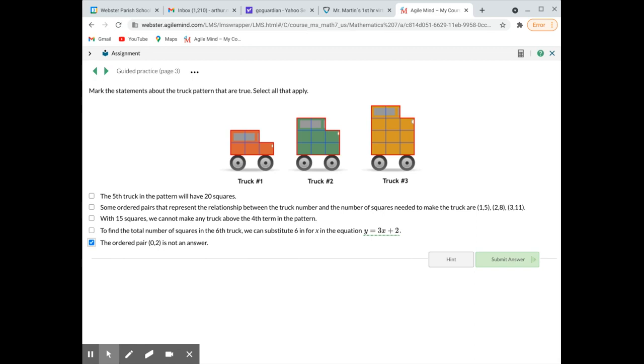To find the total number of squares in the 6th truck, we can substitute 6 for x in the equation y equals 3x plus 2. That's true, because we could do 3 times 6 and do 18 plus 2, and that'd give us our answer. All right. Is there another one, Abigail?